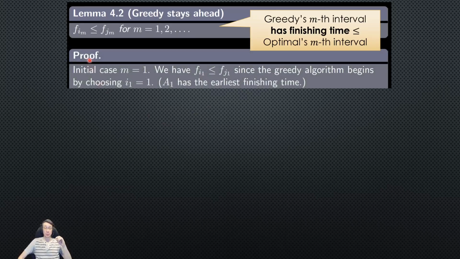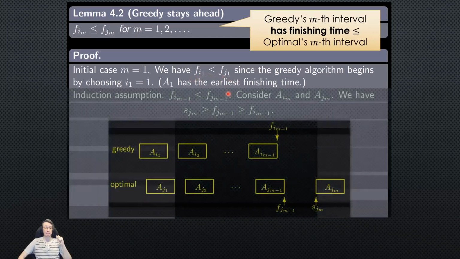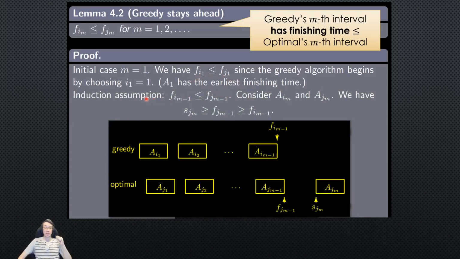Okay, so here's the proof. So we're proving by induction. So we have a base case where m equals 1. And indeed, we do have f(I_1) less than or equal to f(J_1), because I_1 is the interval that the greedy algorithm chooses first, and it chooses the very first interval in its sort order, which is the one with the earliest finishing time. So there can't possibly be any other interval with a smaller finishing time.